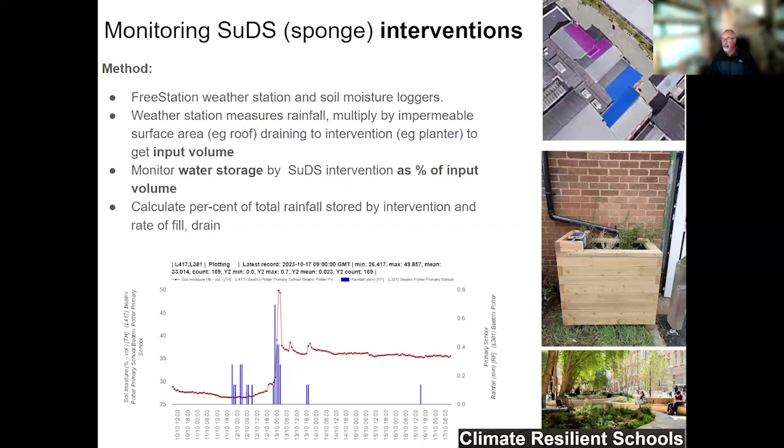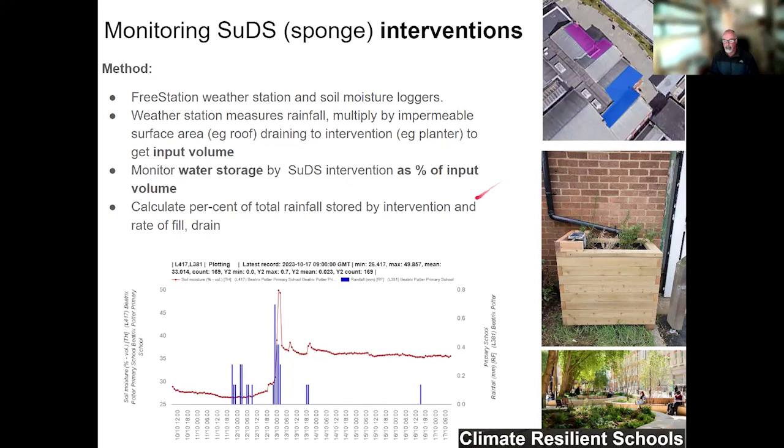This is the Climate Resilient Schools program. And again, we were monitoring that. This is a whole series of 300 of these that were installed in schools, planters, where water coming from roofs is going into these planters, filling up and slowing the passage of water into the urban drainage system, as well as providing co-benefits for environment and education.